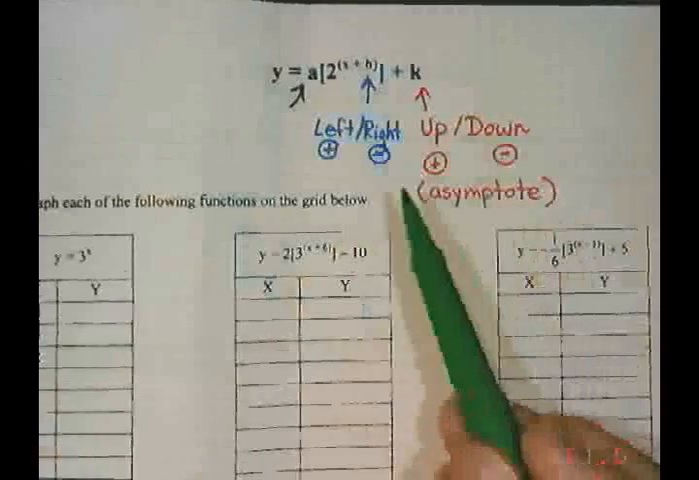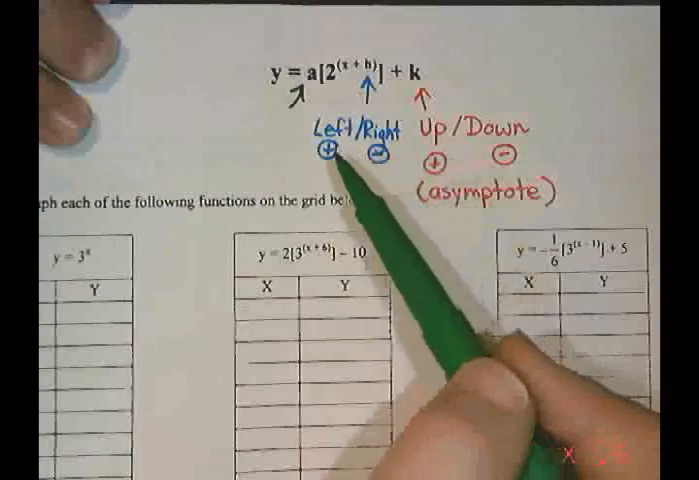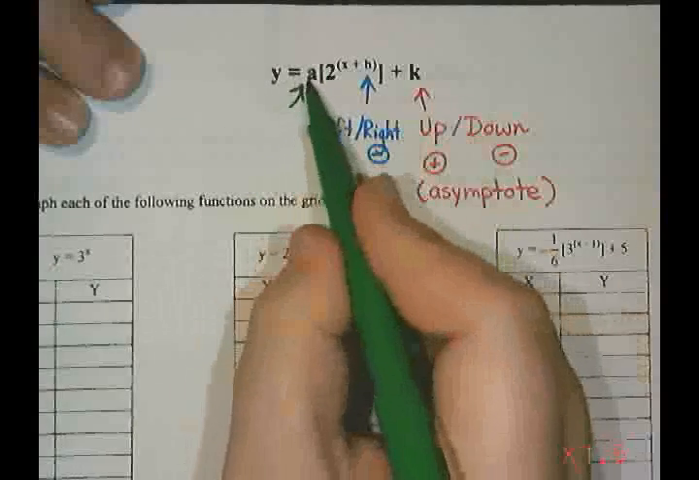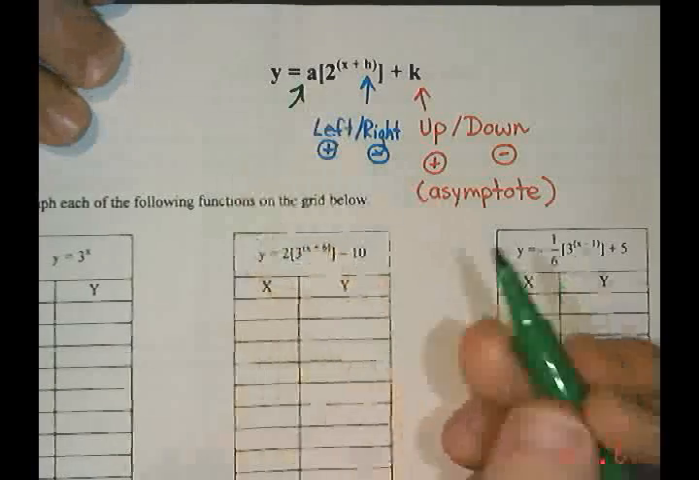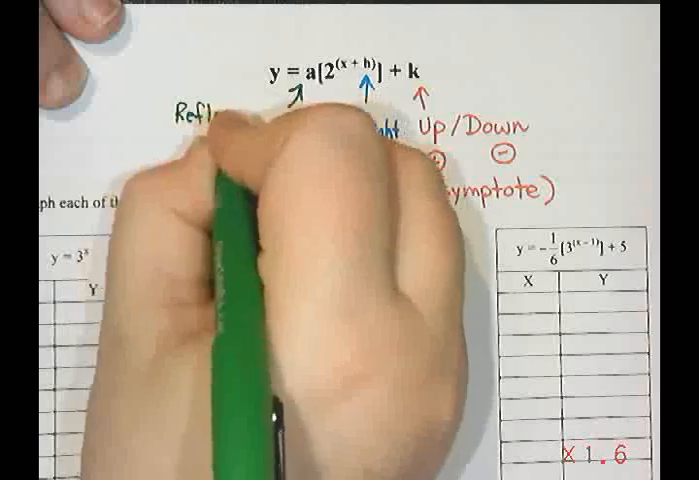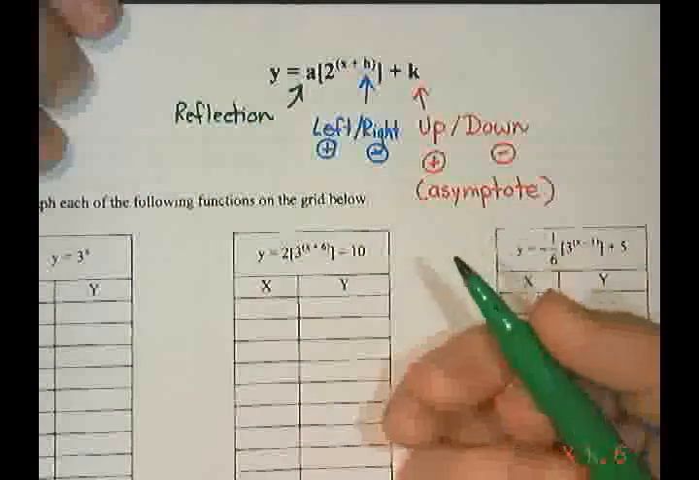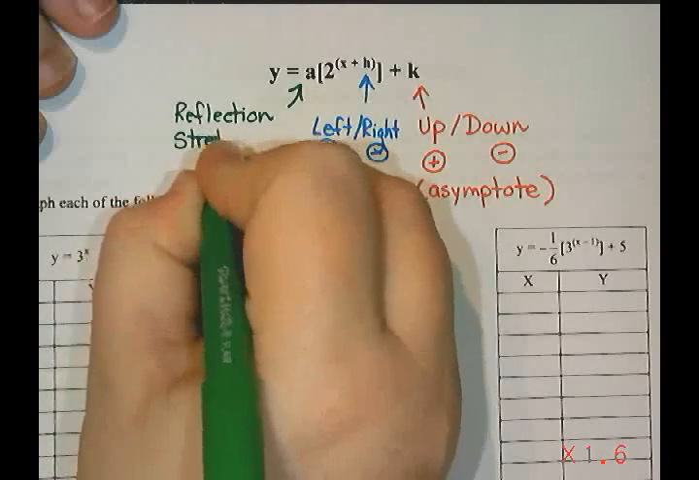Now the new part, and it's not so terribly new, it's new to exponentials, but it is something we have seen before with the parabolas. Putting a number in front and multiplying either flips the graph upside down, that's called a reflection, or it can make it a little bit thinner or a little bit wider, which would be a stretch or a compression.